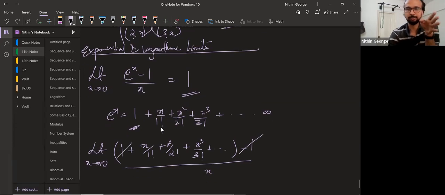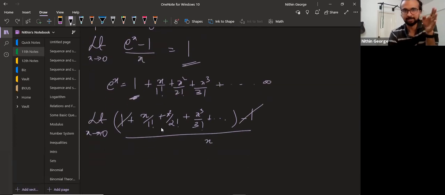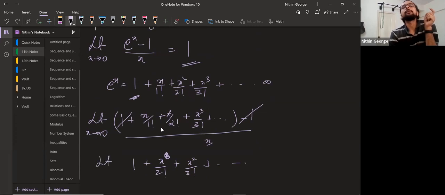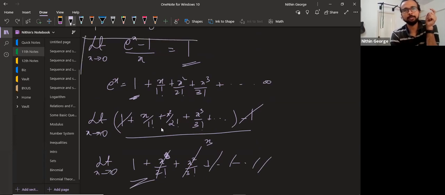So here, 1 and minus 1 cancel out. The x in the denominator cancels out, as there is x in every term in the numerator. So then, what happens here? This becomes 1, this becomes x by 2 factorial, this becomes x square by 3 factorial, and so on. And you're putting limit x tends to 0 here. Everything else becomes 0 except this one. Or just remember, limit e power x minus 1 by x is 1.